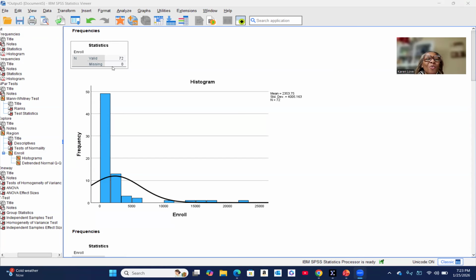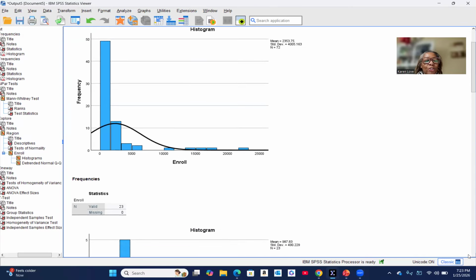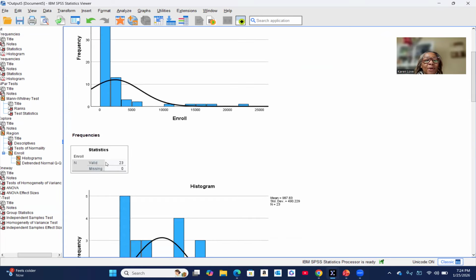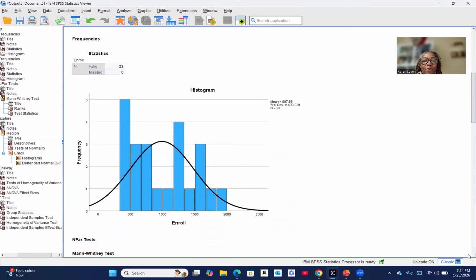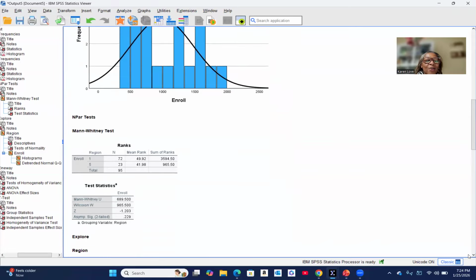So when we look at Region 1, we see the number value is 72. This shows that it meets our number value criteria. Also, when we look at the histogram, the data is not normally distributed in Region 1. As we scroll down to Region 5, the number is 23. So we know that 23 does not meet the criteria for validity. When we scroll down to the histogram for Region 5, we show that it is normally distributed.